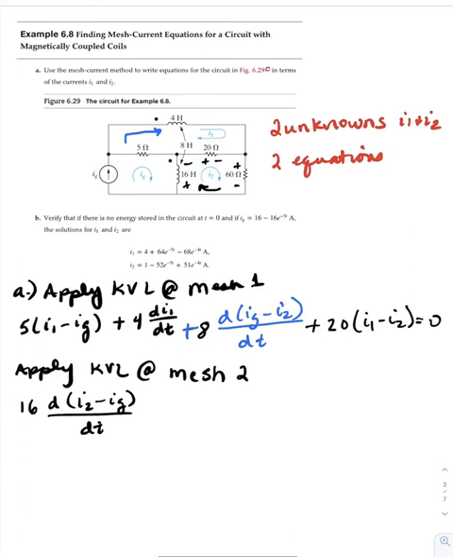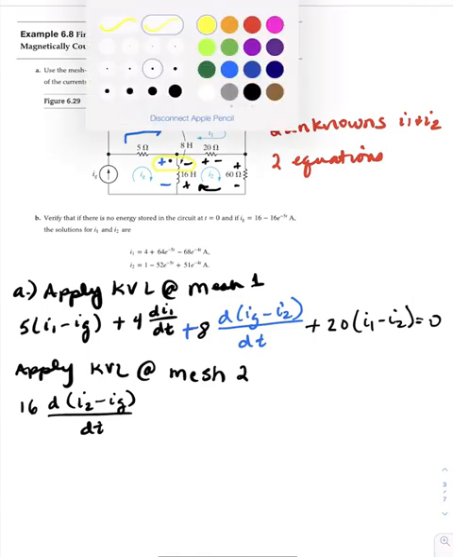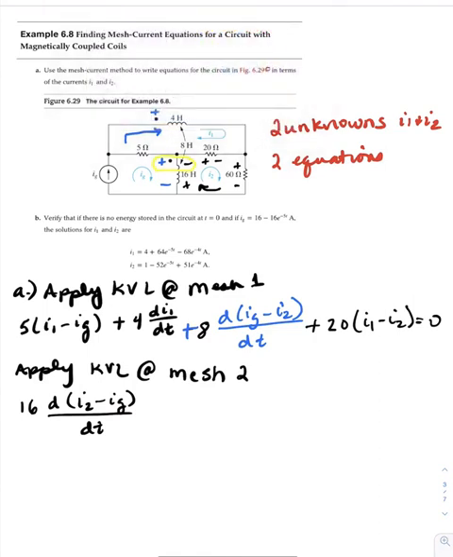And it enters at the positive terminal, or it enters at the dot. So we put a plus at this dot. And you'll notice that our polarities do not align. So we will say minus 8 Henry, which is the M value, the mutual, and the derivative of I sub 1 over dt.